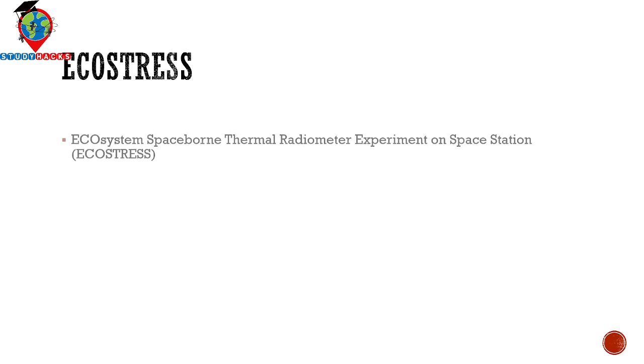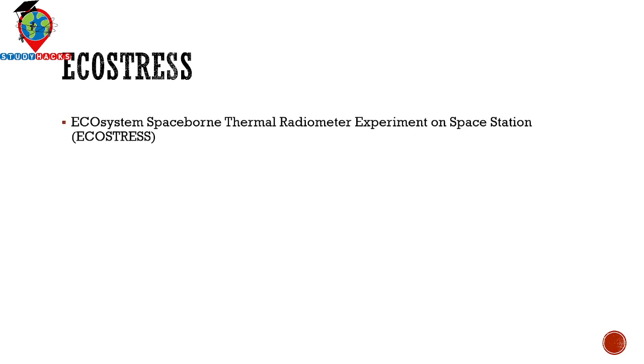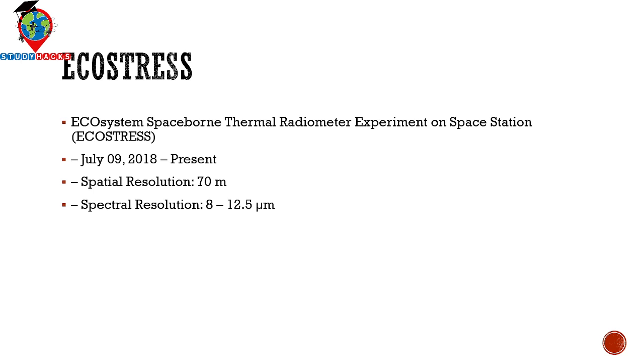And ECOSTRESS, basically, this is the full form: Ecosystem Spaceborne Thermal Radiometer Experiment on Space Station. Basically, it's available from 9 July 2018 to present time, and spatial resolution is 70 meters. Okay, and the spectral resolution is 8 to 12.5 micrometers, and thermal resolution is mainly variable depending on the ISS.